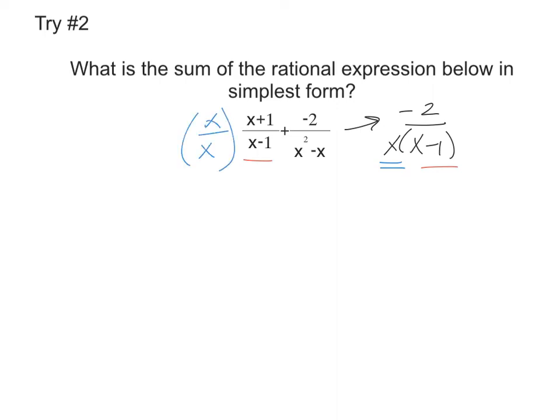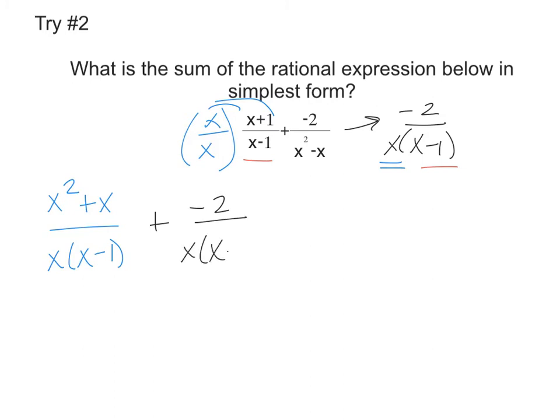Okay, so if I rewrite that one, let's go ahead and distribute that also. That's going to be x squared plus x over x times x minus 1. Let's go back to the original, plus negative 2 for the numerator, and then still x times x minus 1. If I combine the like terms for the numerator here, that's going to be x squared plus x minus 2 over still x and x minus 1.